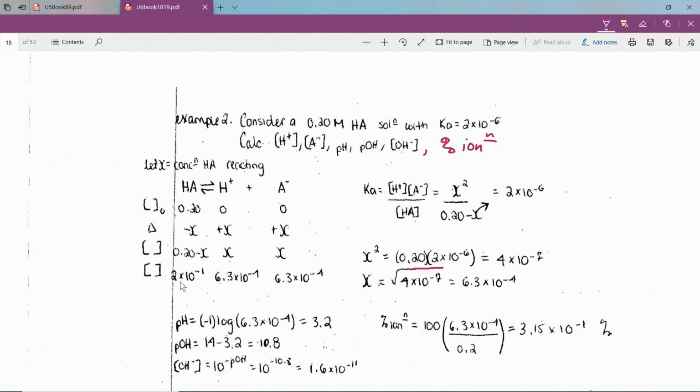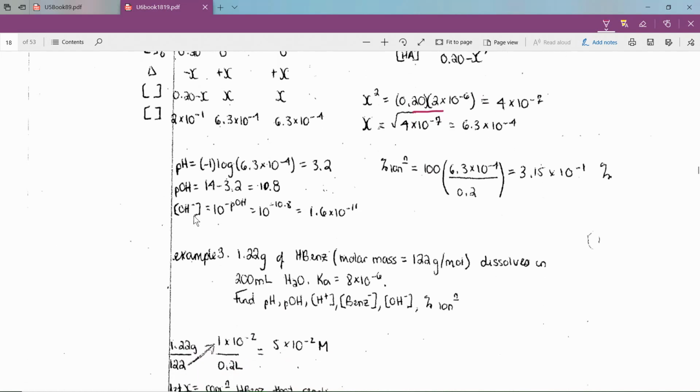So you see that here we just rounded the HA. We kept it essentially still 0.2. The H plus is 6.3 by 10 to the minus 4. The A minus is 6.3 by 10 to the minus 4. Now, if you're really wondering, does this approximation ever break down? The answer is yes, it does. If your original concentration, your 0.2, is pretty close to the Ka value, like within 100 times, then the approximation won't work. But this is a lot more. Ka is 2 by 10 to the minus 6, HA is 0.2, so it'll work fine. So let's just assume it's always going to work.